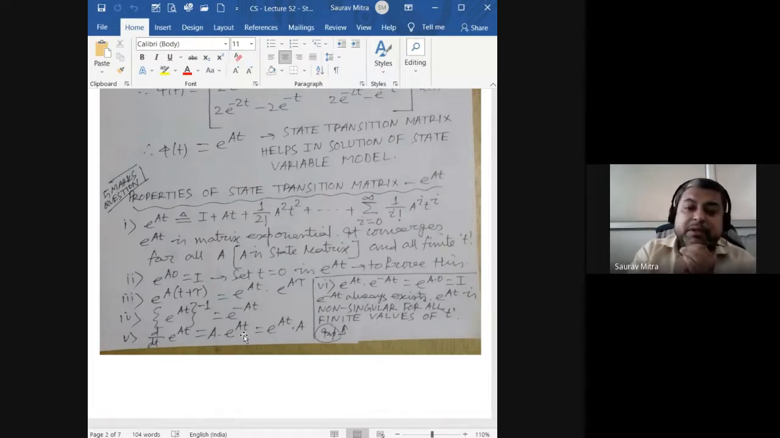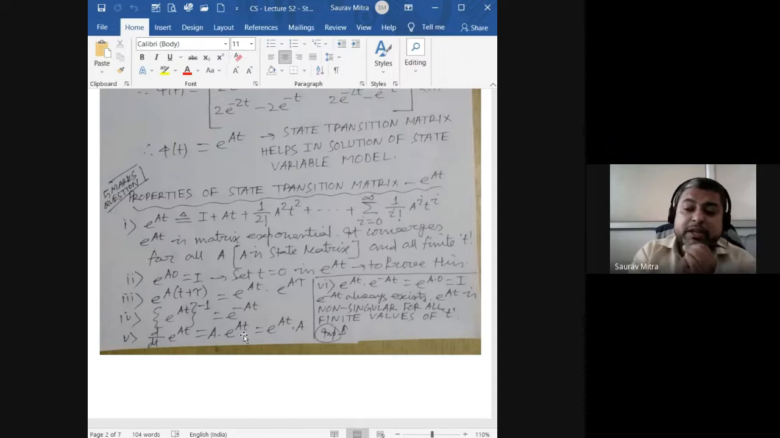So these were the 5 properties. Last property, e raised to At into e raised to minus At, that is state transition matrix and its inverse. If you just find out and multiply them, you are going to get that multiplication is an identity matrix. So e raised to minus At always exists. If e raised to At exists, then e raised to minus At will always exist. e raised to At is non-singular.